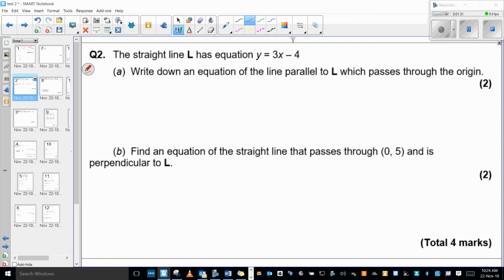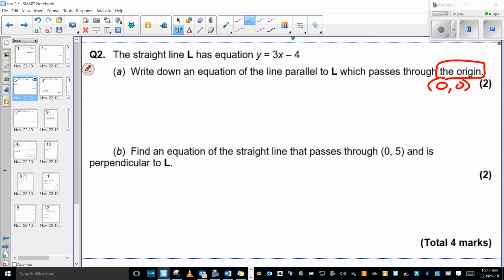Okay. All of these are very similar. Straight line L has the equation below. Write down an equation of the line parallel to L which passes through the origin. Okay, so now some of you had an issue with the fact that it passed through the origin. Perhaps you didn't recall what the origin meant. What do we mean when we use the word origin? Yeah, the middle of the graph. So that's coordinate 0, 0, yes?